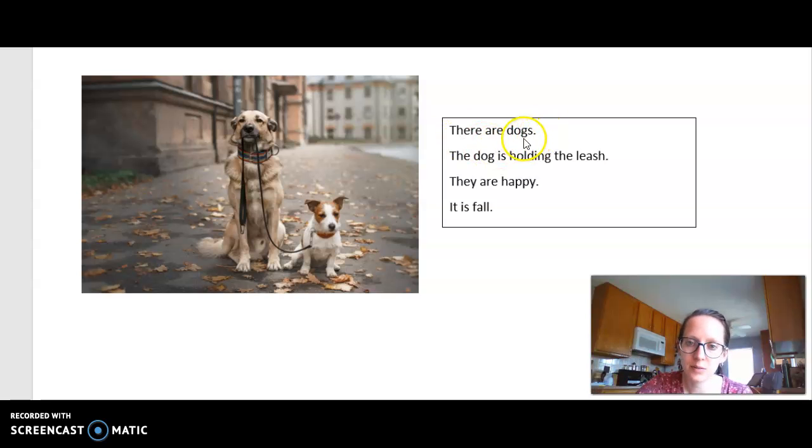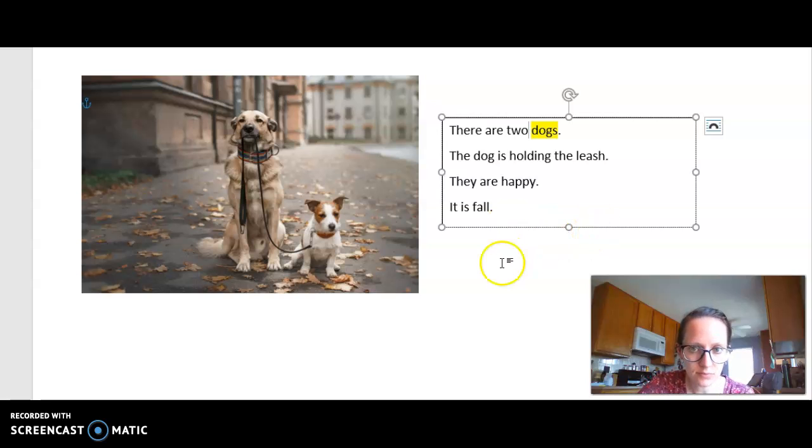So, a noun is a person, place, or a thing. So the dogs would be a noun in this sentence. So how can we describe the dogs? You could say there are 2 dogs, right? Because there are 2 of them. You could say there are 2 dogs.